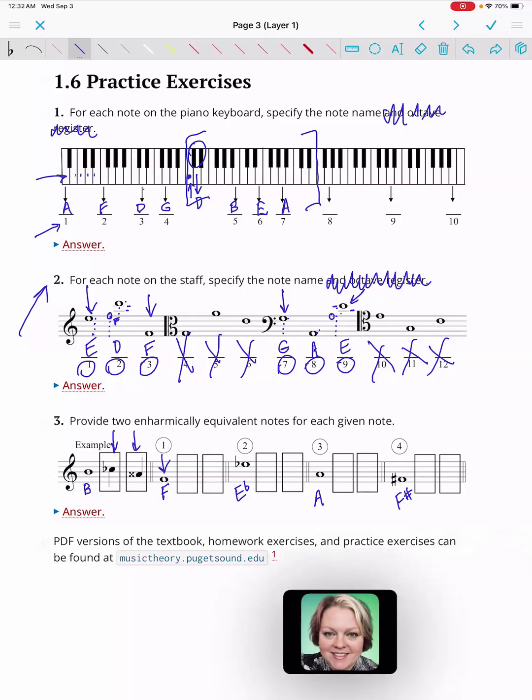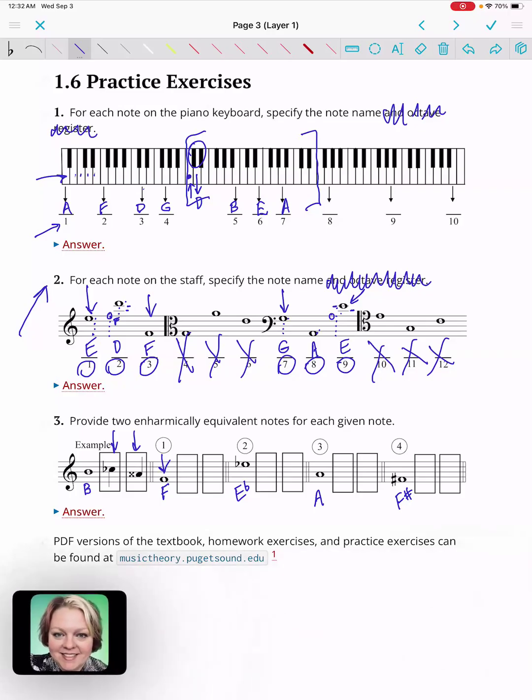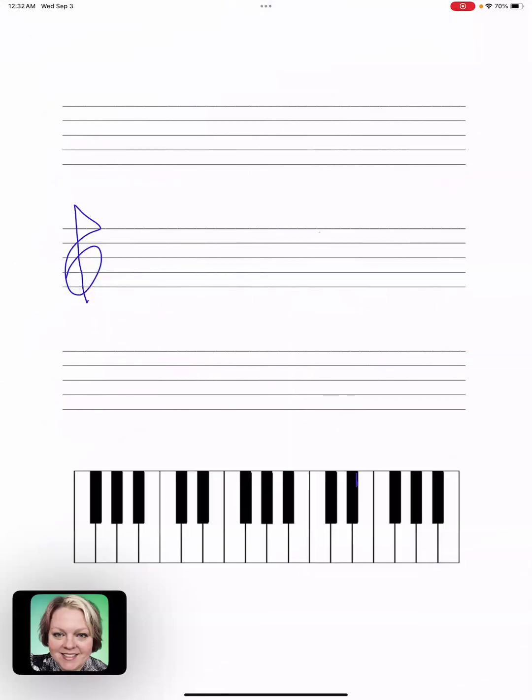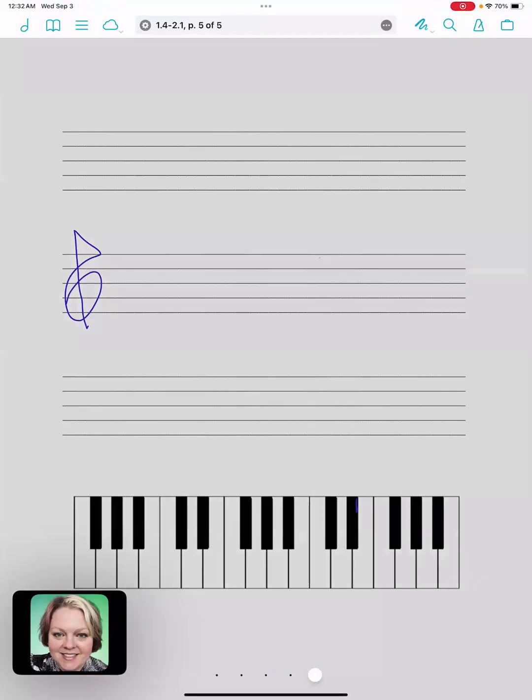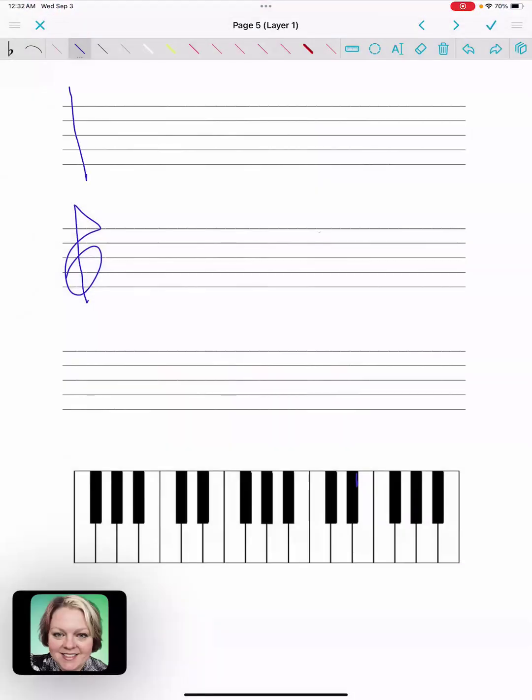I am then going to go over here. So the given ones that we had: an E flat. The next one we had was A. The next one we had was F sharp.